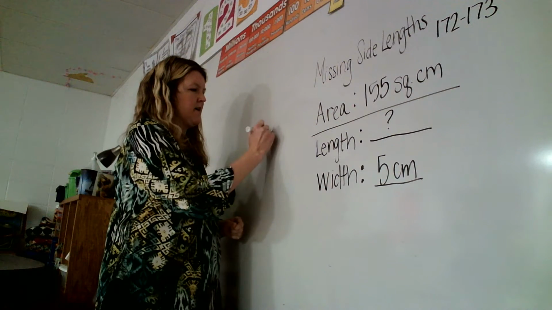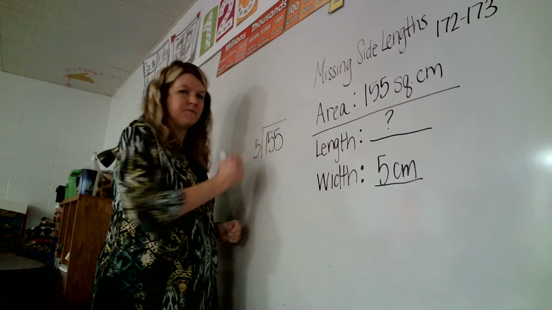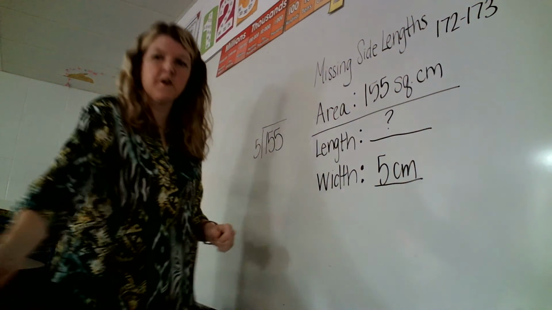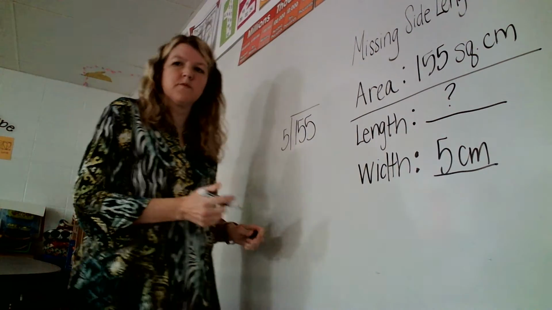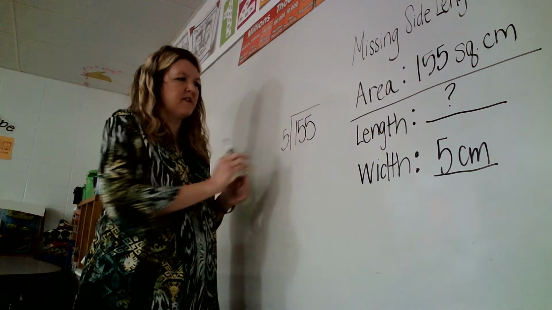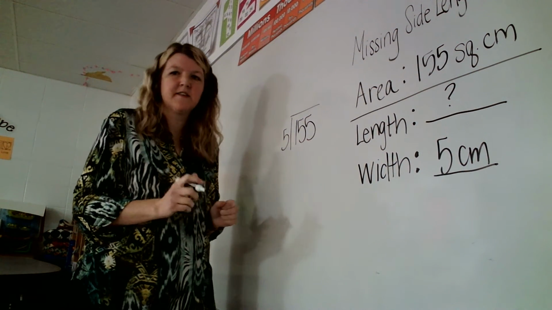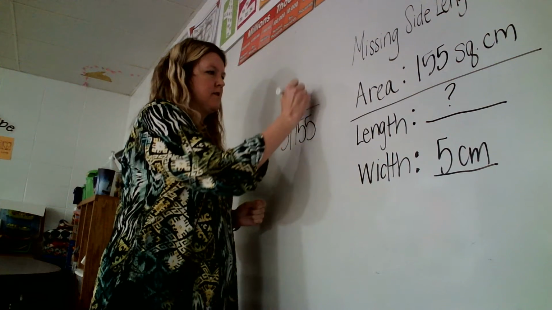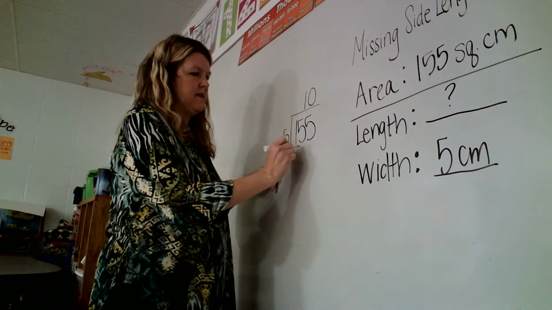So I'm going to try that right here. So 155 divided by 5. If we use our strategies that we talked about last week, we can think about how many groups of 5 we can make with 155. And remember, we said that it's easy to start with 10. So I'm going to start with 10 on this one. So 10 times 5 gives me 50.